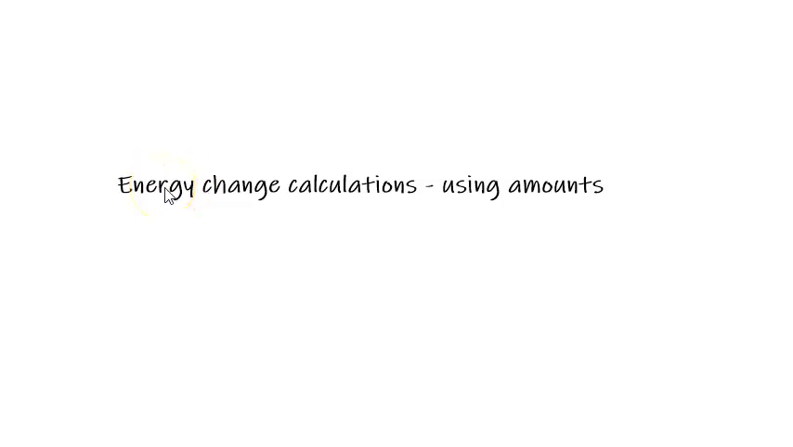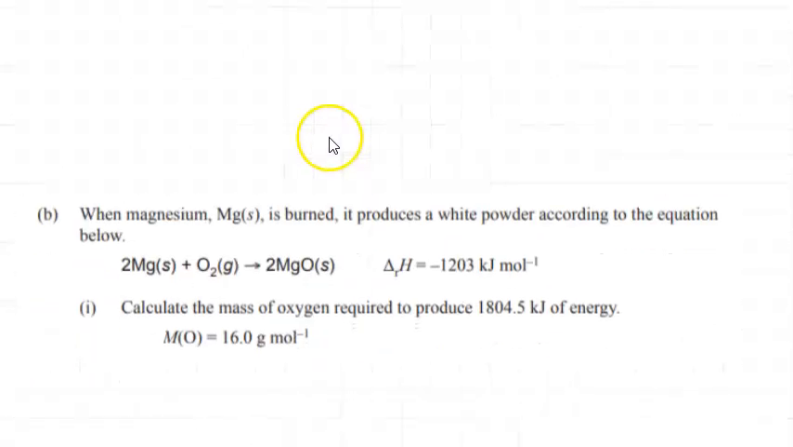In this video we're going to be looking at energy change calculations using amounts. In the last video we looked at how we could calculate the change in enthalpy of a reaction using bond enthalpies. This time the questions are slightly different, so I thought the best way to go over it would be to just go over a past exam question.